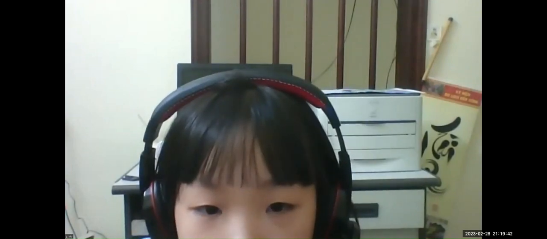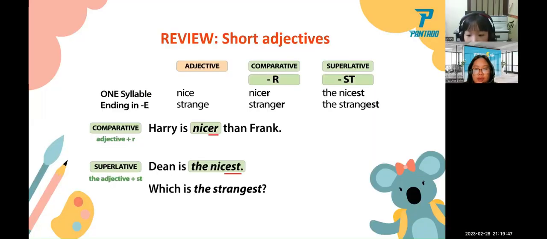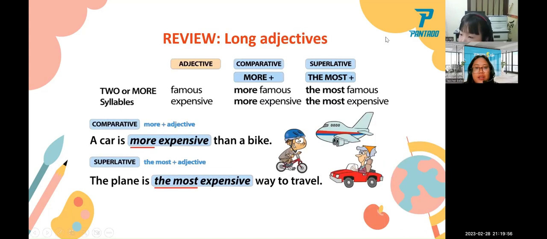Okay. So let me share this. It's hard for me to share because my mouse is not working. Okay. Now let's go to long adjectives. When we say long adjectives, these are adjectives with two or more syllables. Famous, two. Expensive, three. So that is called long adjectives. In long adjectives, we add more in comparative form, okay? And we add the most in superlative form, all right?